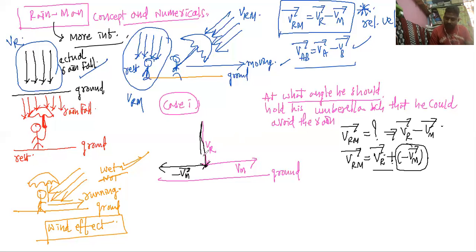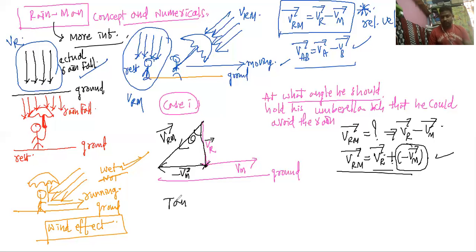These two vectors are in order now, my dear students. This Vr bar and minus Vm bar are in order. So now we are closing the triangle. This closed side gives you the resultant vector Vrm bar, which is equal to Vr bar plus minus of Vm bar, that is the velocity of the rain with respect to the man. Clear? So this is the angle at which he should hold the umbrella so as to avoid the rain.